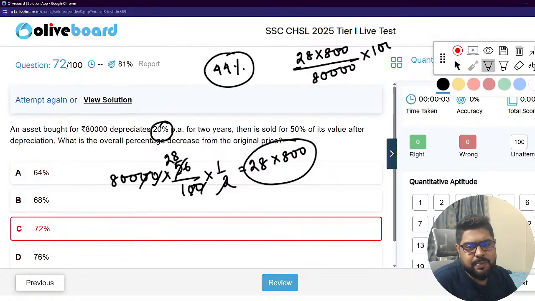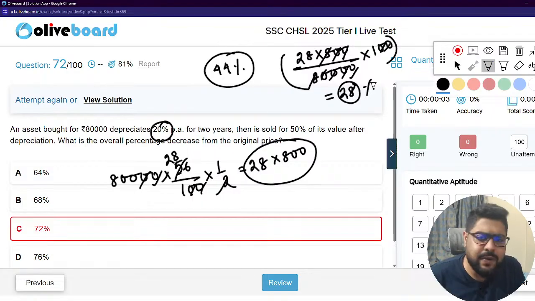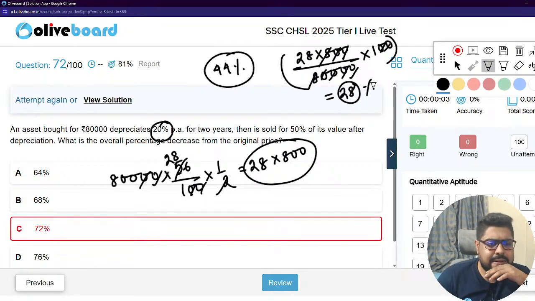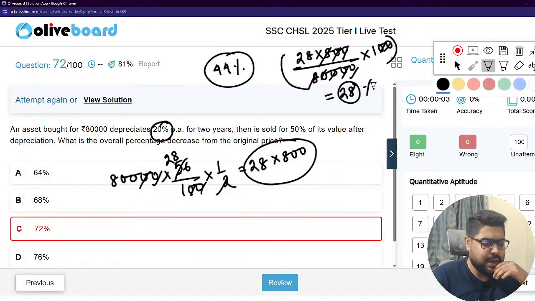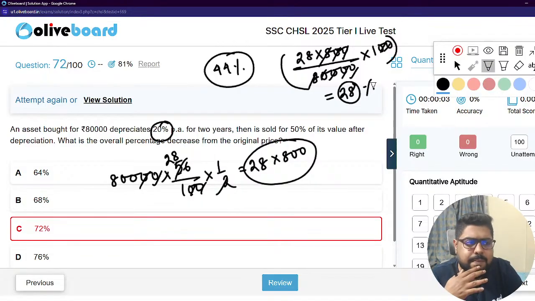So what percentage is the new value? Eight 8s are gone. 28. 28% value is remaining, right? Decrease from the original price. So that is what I did, sir. 72% was what was coming. We are getting 72% only as the answer. We are only getting 72% as the answer, right? Then what? Some mistake.